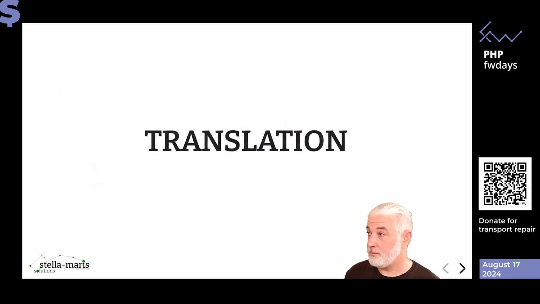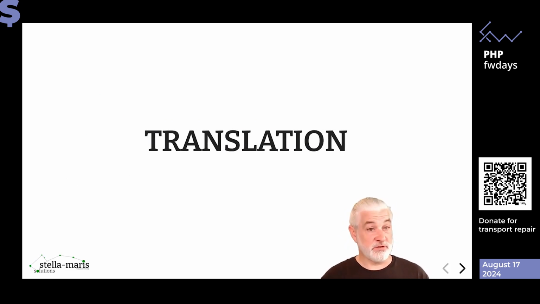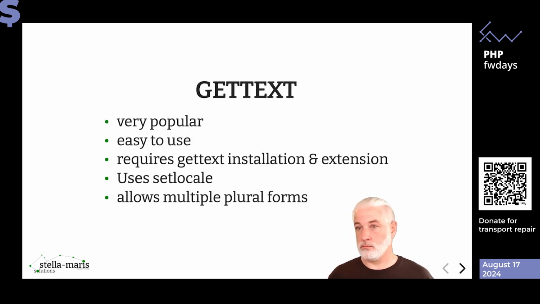Speaking about reading, the next part is, okay, now we know how to display that. Now we want to actually display stuff, so we need some translations. In general, there are two different ways of translating stuff. One is using gettext. Gettext is very popular. It's easy to use. It's the de facto standard for open source stuff. The drawback is it requires an extension on the web server, which might not always be available. It uses setlocale, which has a drawback, probably not that much anymore. The awesome thing is it allows multiple plural forms.